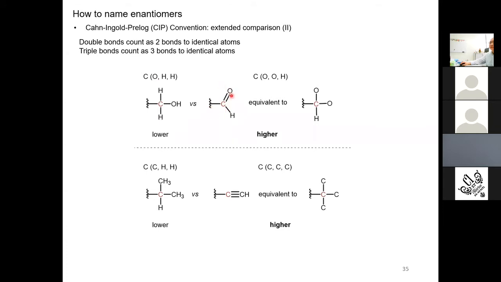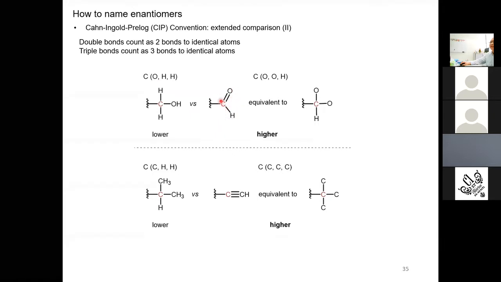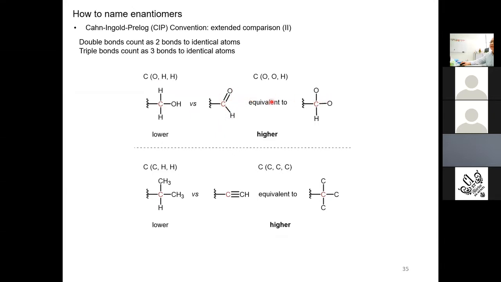So the rule is that if a carbon is connected to oxygen as a double bond, then this double bond O is counted as 2 O. All right. So if you have a ketone or aldehyde like this, it equals this kind of carbon with O, O, H. So if you have an oxygen double bond, then count 2 oxygens. So this one should be carbon O, O, H. Compared with the original one, the carbon O, O, H is apparently higher priority.